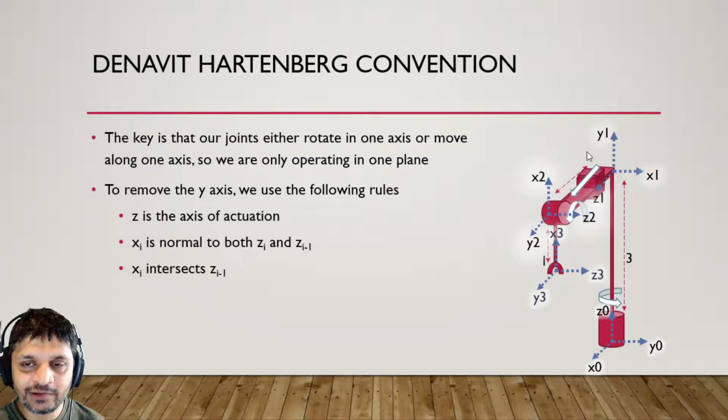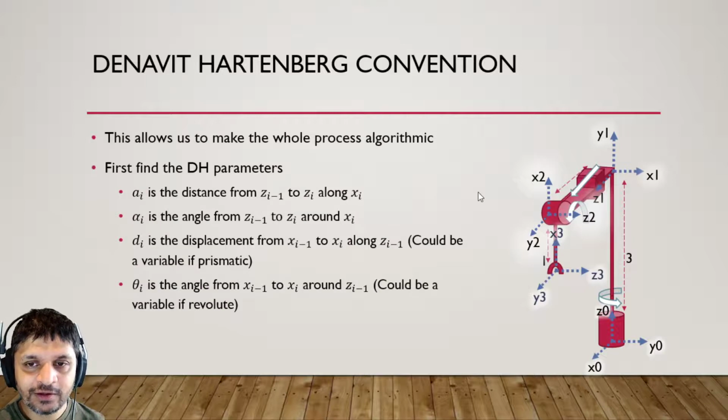But have we obeyed all three rules over here? Well, z is our axis of actuation. This is our x. Is it normal to my current z and my previous z? Yes, it is, right? It's perpendicular to this one and it's perpendicular to this one. Does xi intersect zi minus 1? Yes, it does. So x2 intersects z1. So we're fine. And so on and so forth.